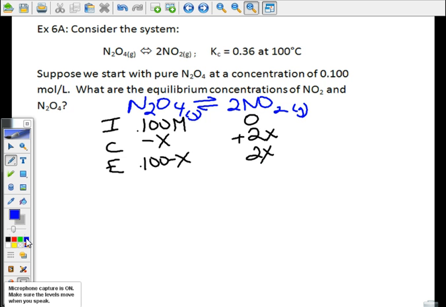All right, so then we go to set it up. I got 0.36, 2x squared on top, 0.1 minus x on the bottom. I cannot take the square root of both sides. So what do I need to do? I probably am going to do the quadratic equation. I'm going to show you something else you can do as well. Regardless, you're going to have to get everything on one side equal to 0, so you have to multiply this out.